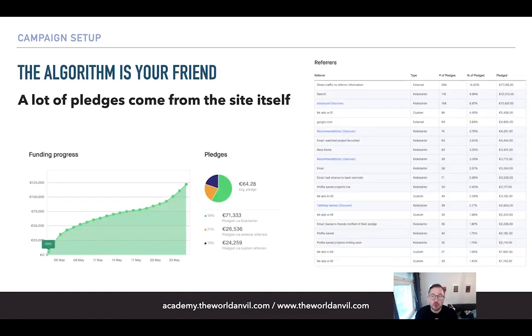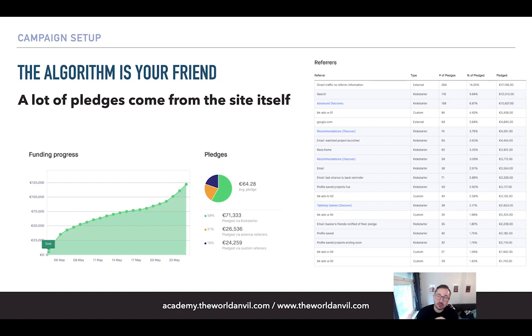I want to show you what kind of influence the algorithm has. These are numbers from my latest campaign. You can see in the pledges area that 58% of the pledges came through Kickstarter. What does it mean? That people were somewhere on the Kickstarter homepage or some inner Kickstarter page, or were searching for the game through Kickstarter directly.